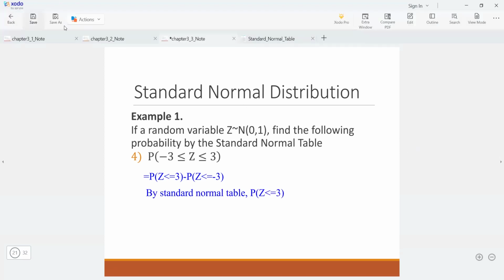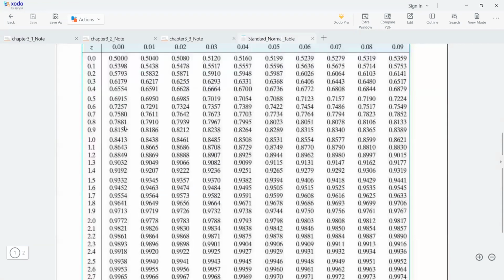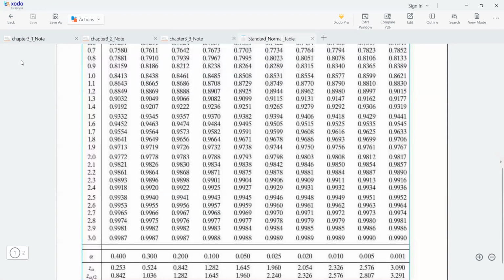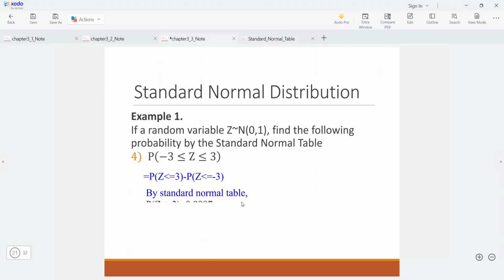If we look at our table, we need to move down the table to z about 3. You can see here, this is 3. And since we say z smaller than 3, for the column we still use the first column. So the probability that the random variable is smaller or equal to 3 is 0.9987. Let's write this on our screen. So this is equal to 0.9987.